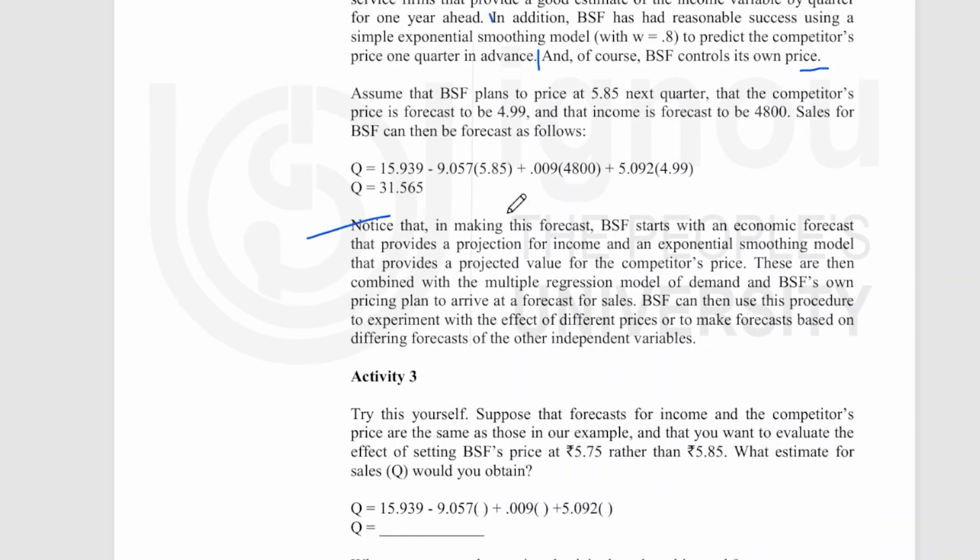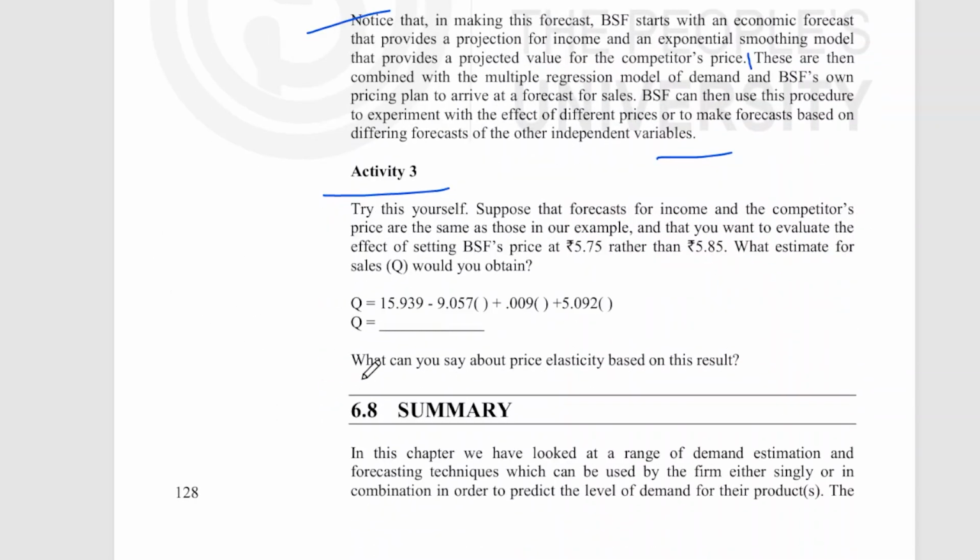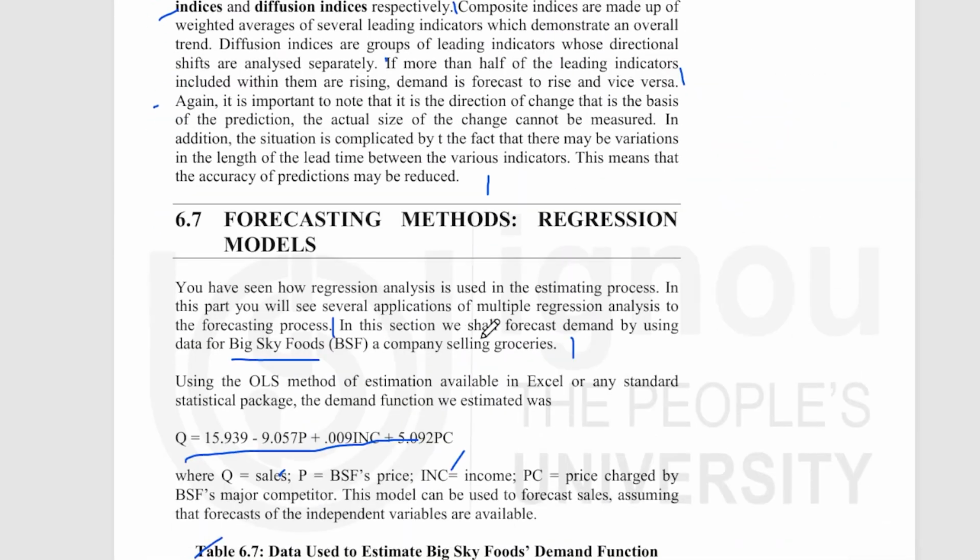Notice that in making this forecast, BSF starts with an economic forecast that provides a projection for income, and an exponential smoothing model that provides a projected value for the competitor's price. These are then combined with the multiple regression model of demand and BSF's own pricing plan to arrive at a forecast for sales. BSF can then use this procedure to experiment with the effect of different prices or to make forecasts based on differing forecasts of the other independent variables. So activity 3 is here based on this subsection, so please try to do it.